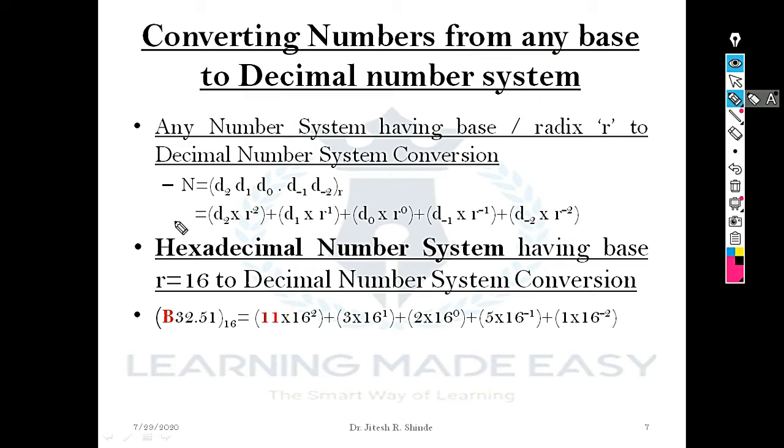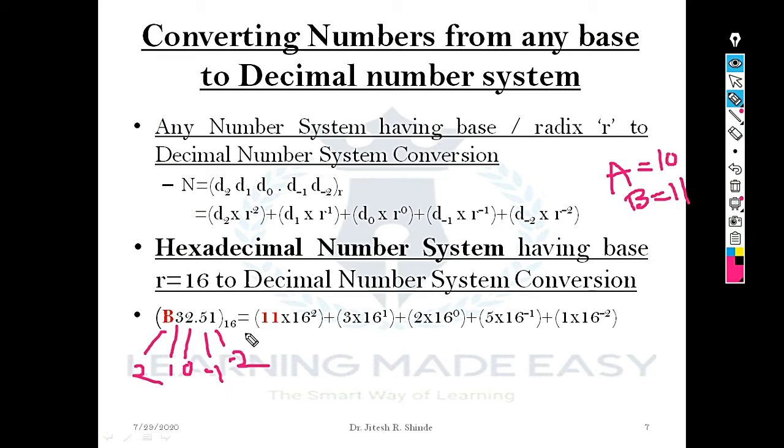Using this concept, let's see how we can convert a hexadecimal number into a decimal number. The hexadecimal number here specified is B32.51. 2 has a position number of 0, 3 has a position number of 1, B has a position number of 2, 5 has a position number of -1, 1 has a position number of -2. So B hexa in decimal is equivalent to 11. A means 10, so B means 11, C means 12.